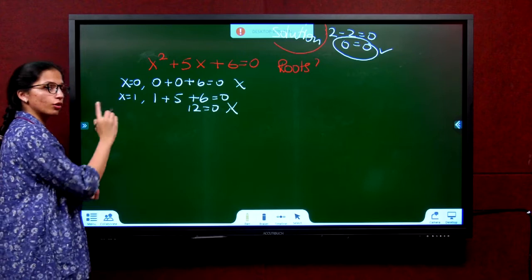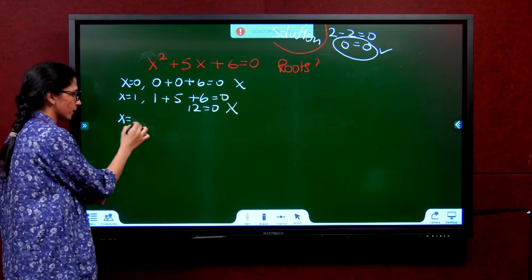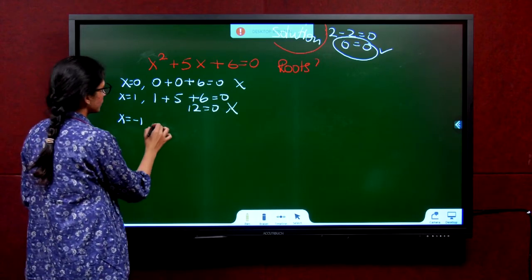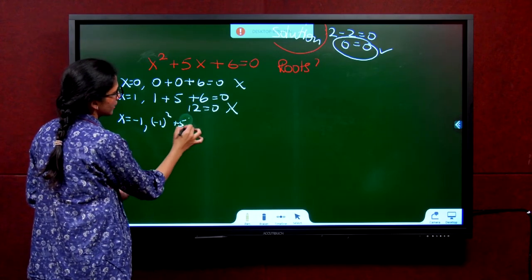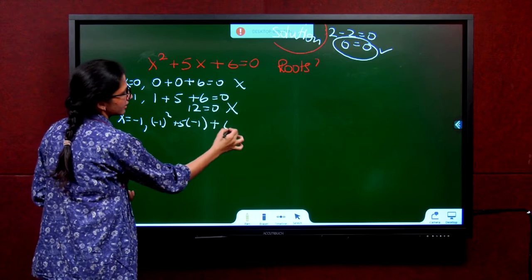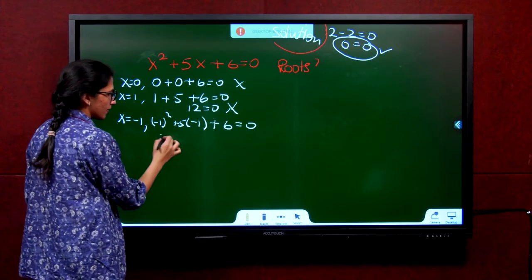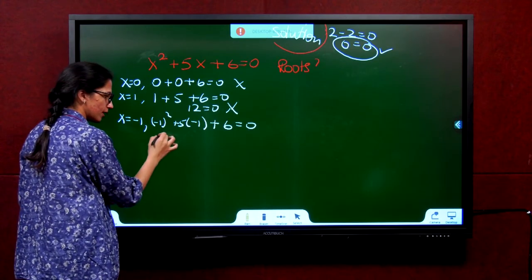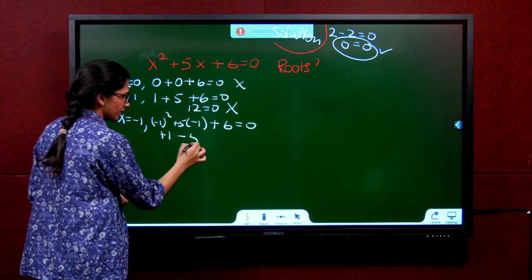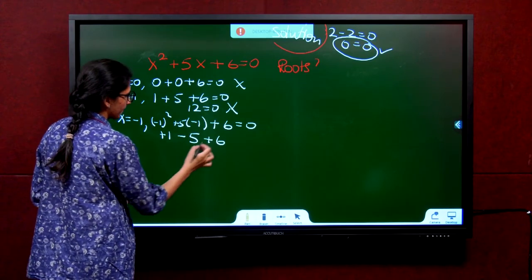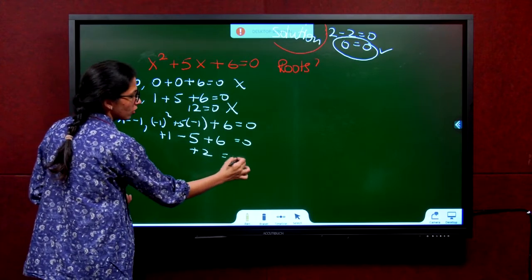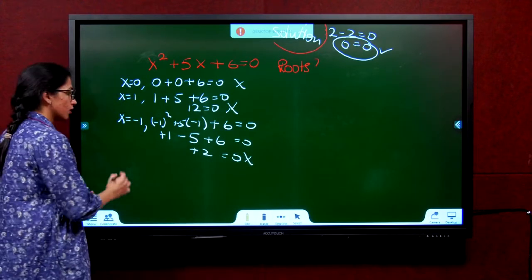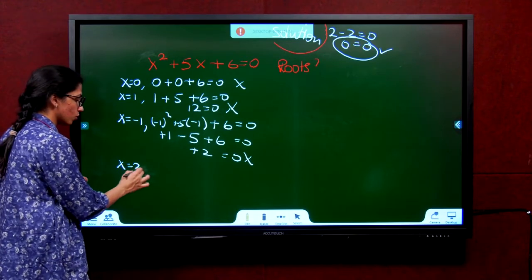What to do next? Now go for negative. X equals minus 1. Minus 1 the whole square plus 5 into minus 1 plus 6 is 0. Minus 1 the whole square plus 1 minus 5 plus 6. This is plus 2. Is it 0? No. Not possible. Now again you should go x equals 2.